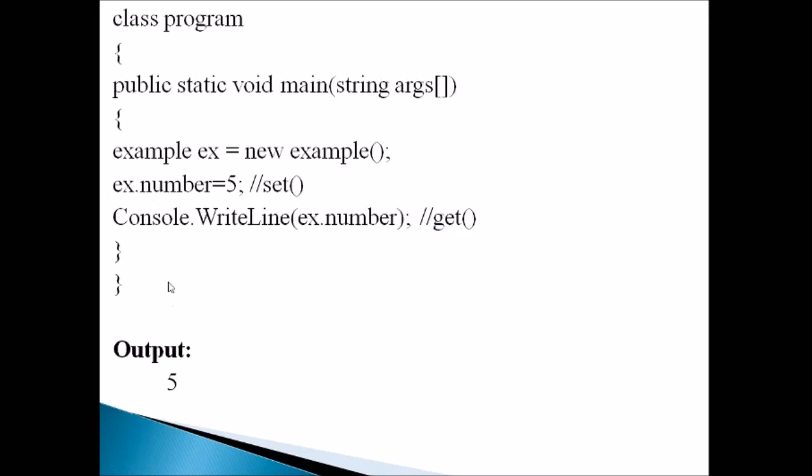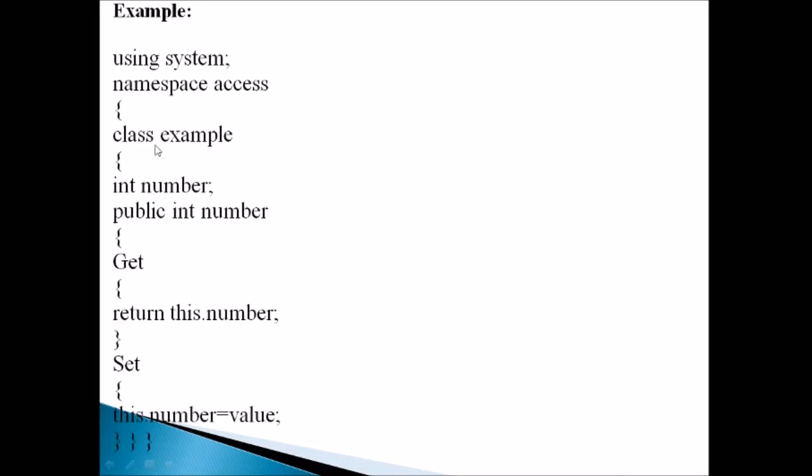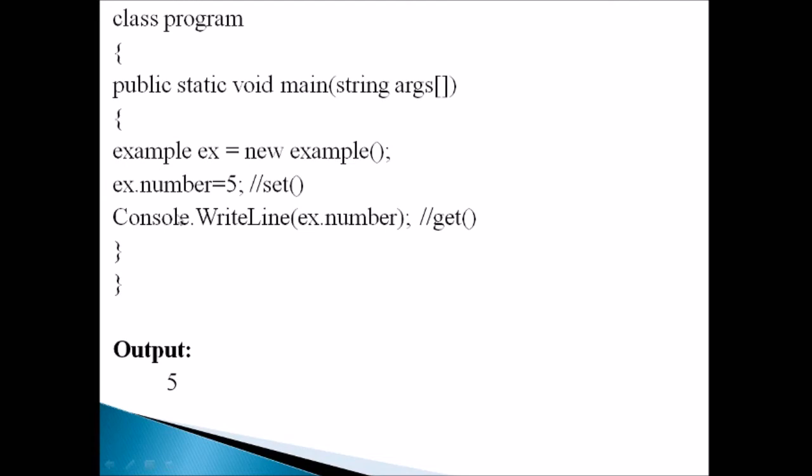Next let us see class Program. This is the main class where public static void Main is included. Within this main class we are creating the object for the subclass. The subclass name is Example. So for the class Example we are creating the object here: Example ex = new Example. Using the object we are going to assign the value for the variable number.